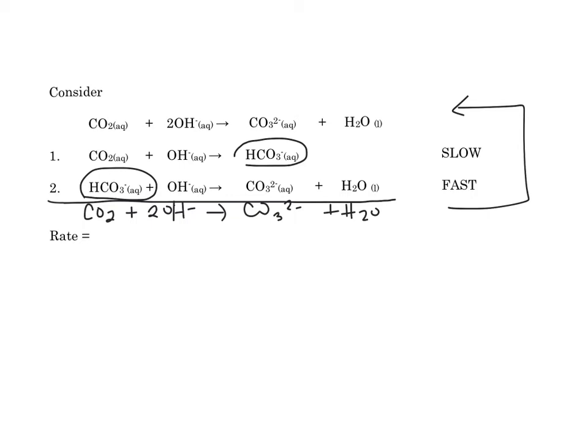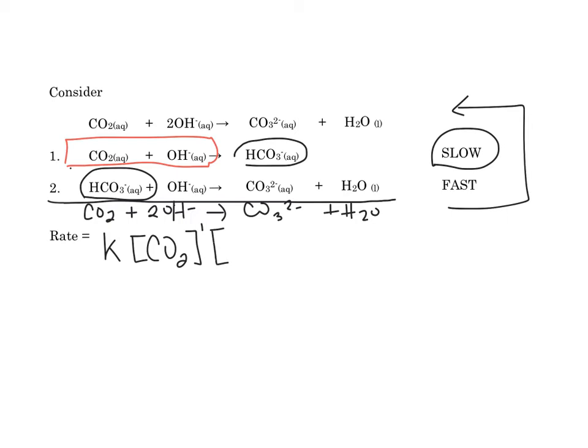So how do we get the rate law expression? Look for the slow step, then look for the reactants in the slow step and their coefficients. So the rate law would be equal to the rate constant times the concentration of carbon dioxide to the first order times hydroxide to the first order. So there's your rate law expression. First order with respect to CO2 and OH minus, second order overall.